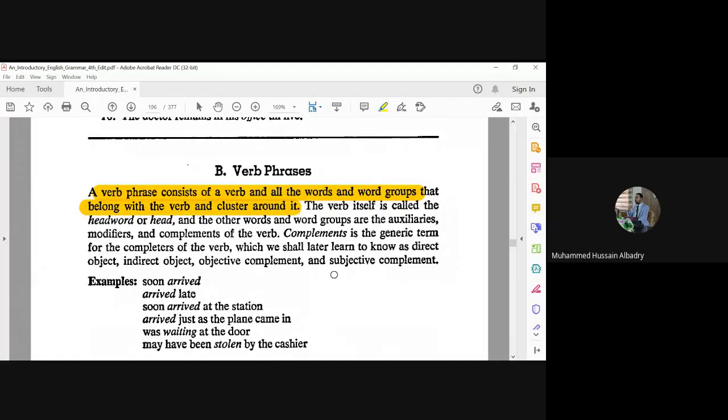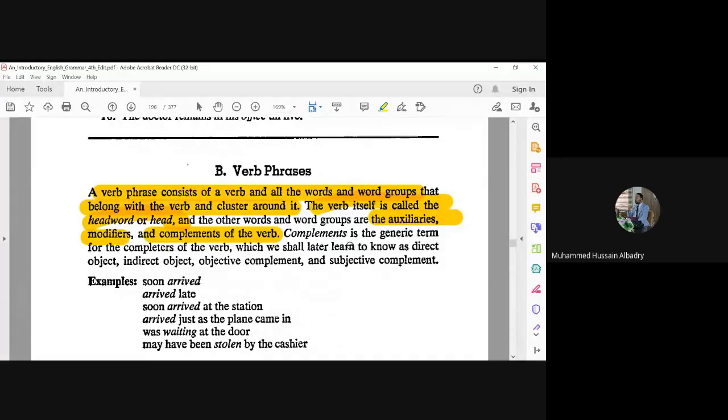Let's go through the terms. The verb itself is called the head word, and the other words are auxiliaries. Other words and word groups are auxiliaries, modifiers, and complements. So the main verb is the head word. Other verbs? Yes, auxiliaries, for example modals: can, could, may, might, will, shall, is, are. Sorry, auxiliaries. All these are auxiliaries, modifiers, or complements of the verb.